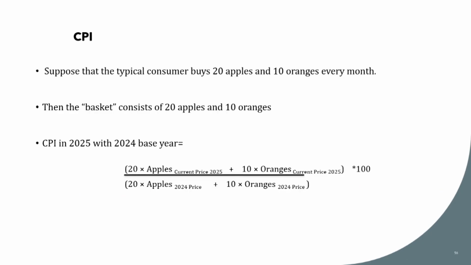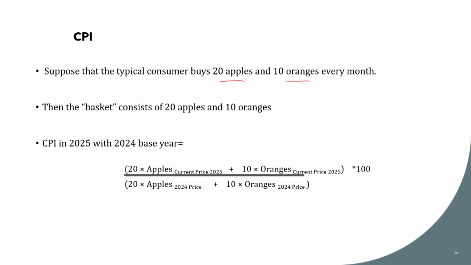To get better clarity of the concept, let us use one illustrative example. Suppose that a typical consumer buys 20 apples and 10 oranges every month. This is a brave assumption, since a consumer actually buys more than two commodities, but just for the sake of simplicity and ease of calculation, we assume that a typical consumer buys only 20 apples and 10 oranges every month. Then the consumer basket consists of 20 apples and 10 oranges. So how do we calculate CPI in 2025 with the 2024 base year?